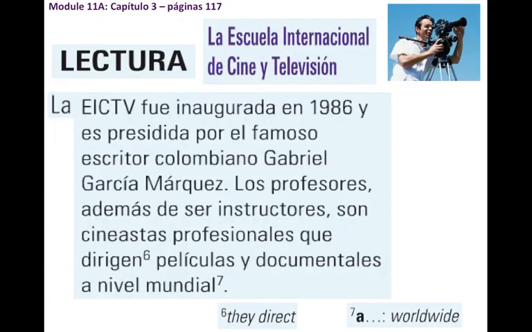La EICTV fue inaugurada en 1986 y es presidida por el famoso escritor colombiano Gabriel García Márquez. Los profesores, además de ser instructores, son cineastas profesionales que dirigen películas y documentales a nivel mundial. So not only are the teachers instructors, they're famous cinematographers themselves, directing movies and documentaries at the world level. And one of the famous writers, Gabriel García Márquez, actually presides there.